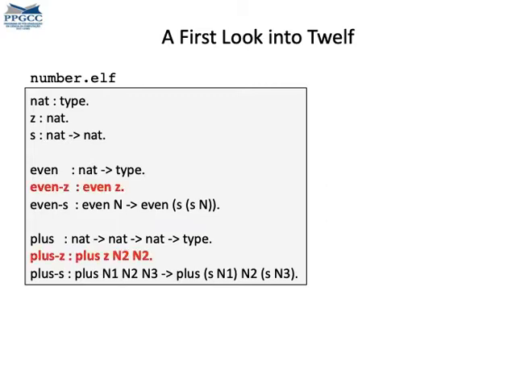Some definitions are axioms because they require no premises. We are saying, for instance, that z is always a number, or that z plus n2 is always n2. Other definitions are lemmas. Given premises, we can conclude a fact, like if n is even, then the successor of n is also even.